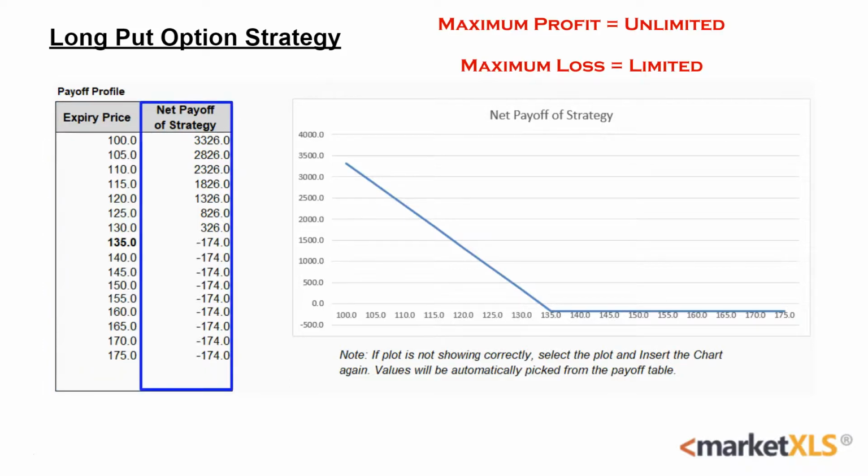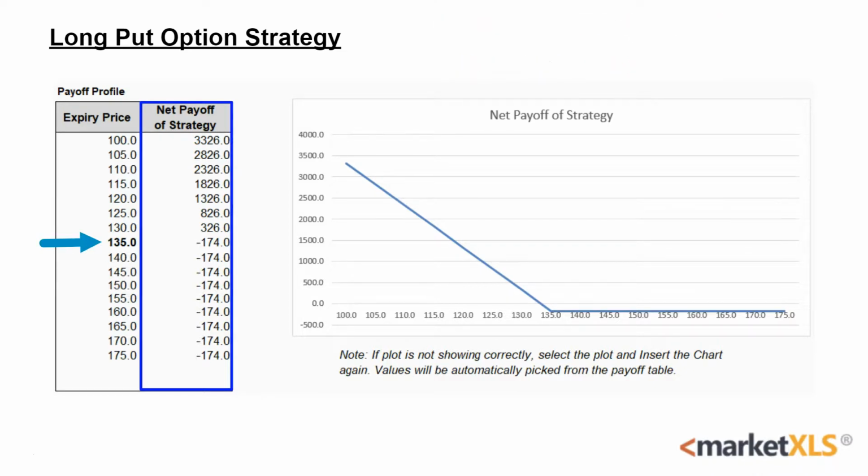Maximum profits are unlimited and maximum loss is limited. Maximum loss occurs only when the price of the stock increases. For example, in this case, the maximum loss will occur after the increase in expiry price above $135, which is the strike price, and as a result, the maximum loss is limited to the amount of net premium paid or the net cash flow. Maximum profits are unlimited if the stock price decreases.